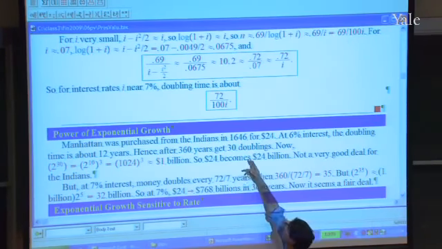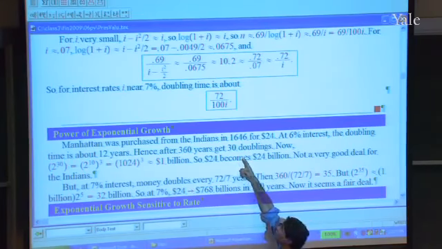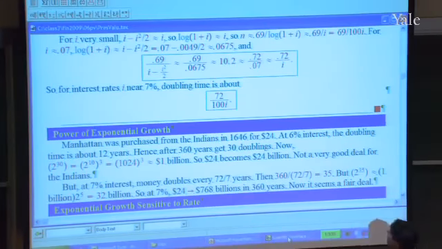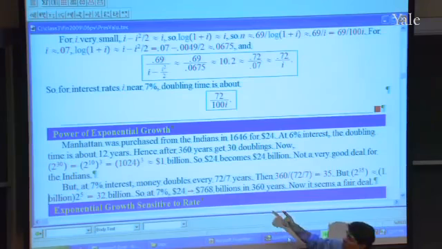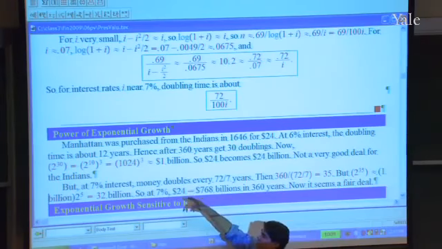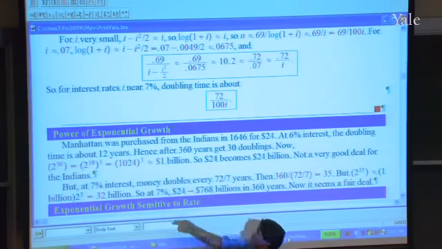So if you look at 6% interest, 360 years gets you to 2006. That's a sort of round number. At 6%, how long does it take to double? It takes 12 years to double. So that means at 6% interest, you're doubling every 12 years. So in 360 years, you're going to double 30 times.